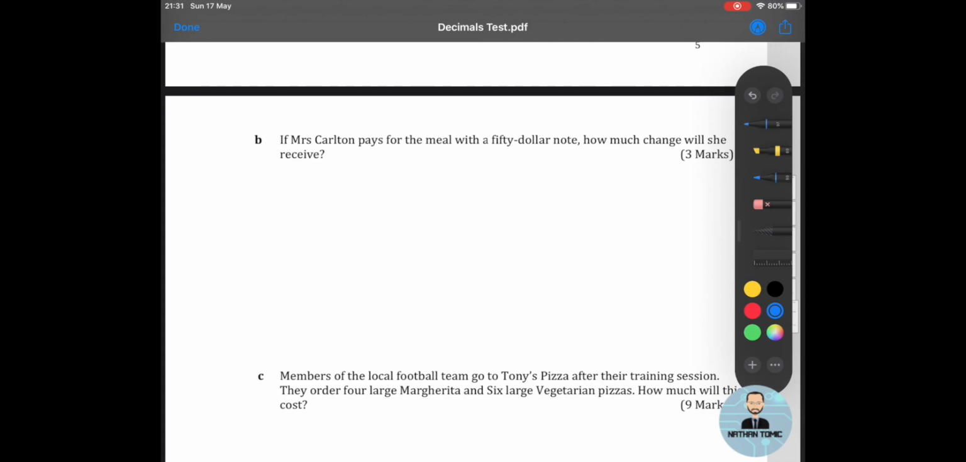Now, part B of this question says to find out that if Mrs. Carlton paid for that meal with a $50 note, how much change will she receive? So, of course, that relies on you working out what part A was, and we know that that was, in our case, $38.60. I'm just going to write it up there for reference. So what I'm really looking at here is a subtraction question where I have my $50 note, which of course is 50.00, minus $38.60. There we go. And we just do a normal subtraction.